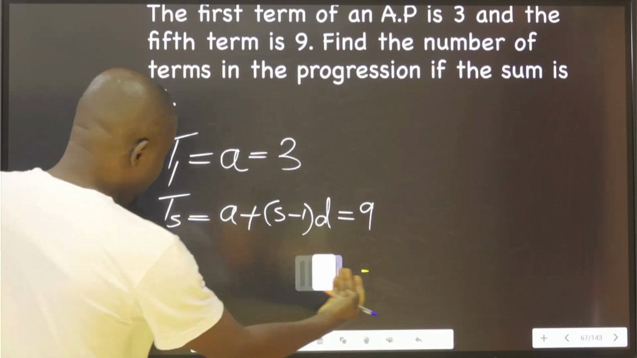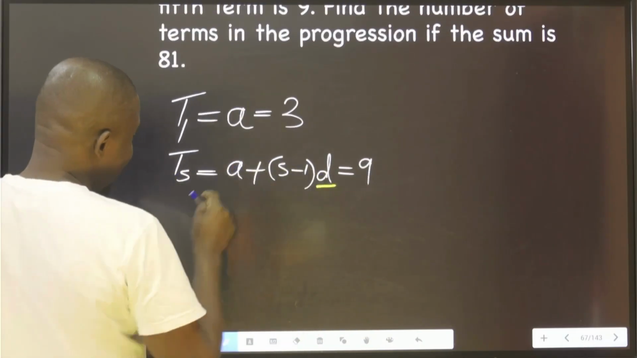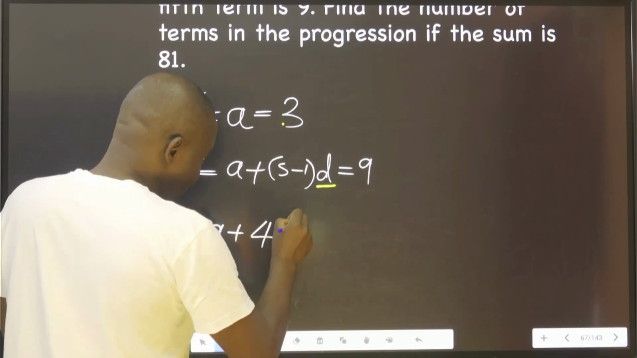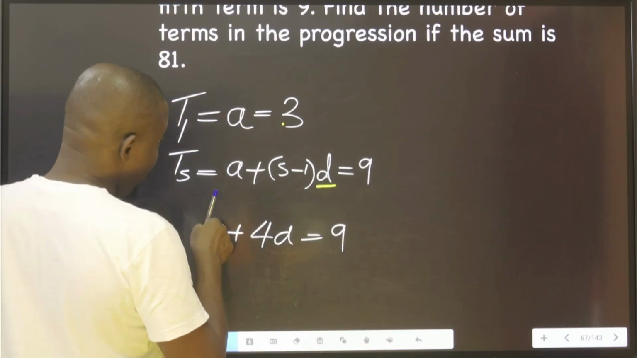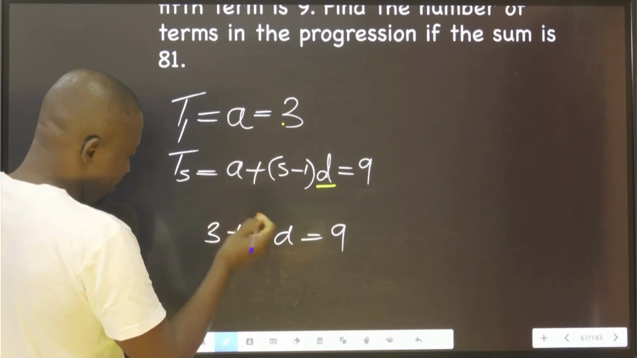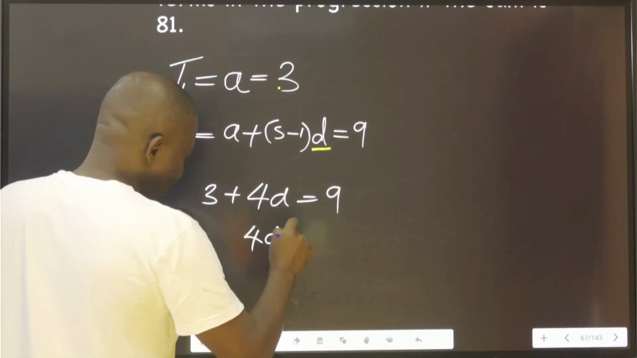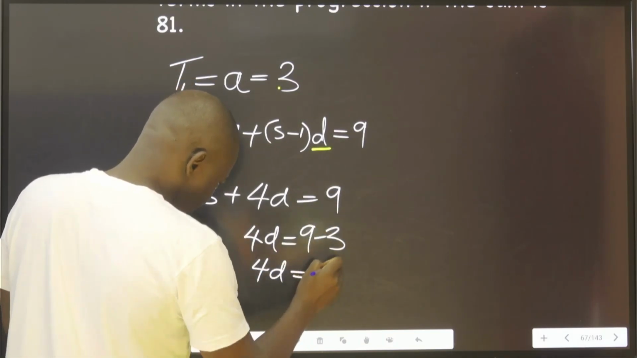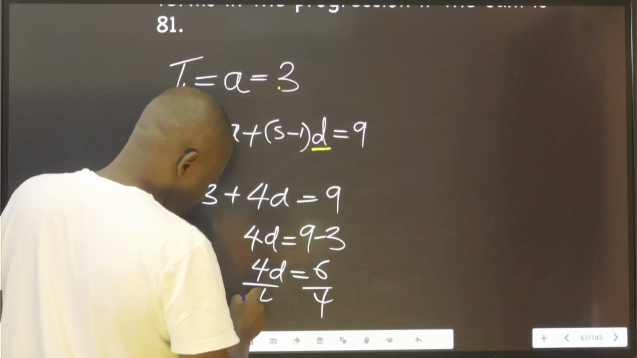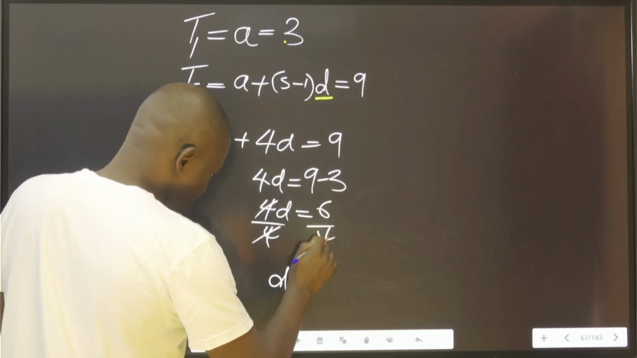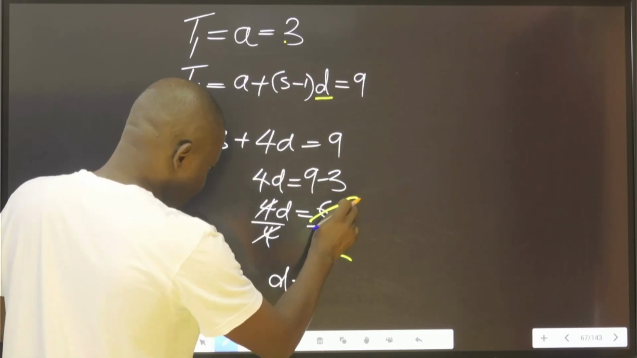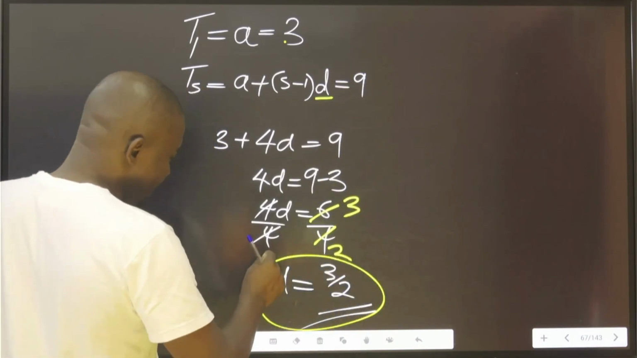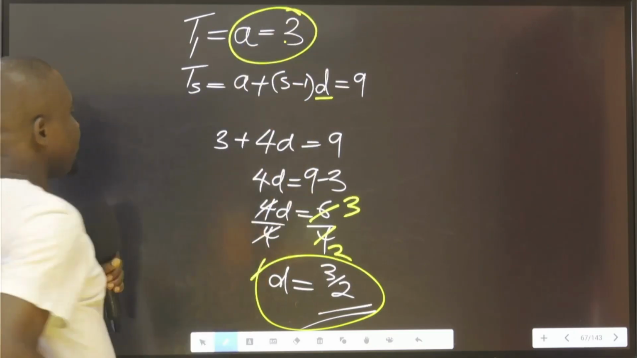So the first thing we need to do is to find D, because we know A. From here now, we know that this is 4D equals 9. So we know A to be 3. So 4D is equal to 9 minus 3. 4D is equal to, here we have 6. Divide both sides by 4. You agree with me that D is equal to 3 over 2. Okay? So we have D now. We also have A. Okay?